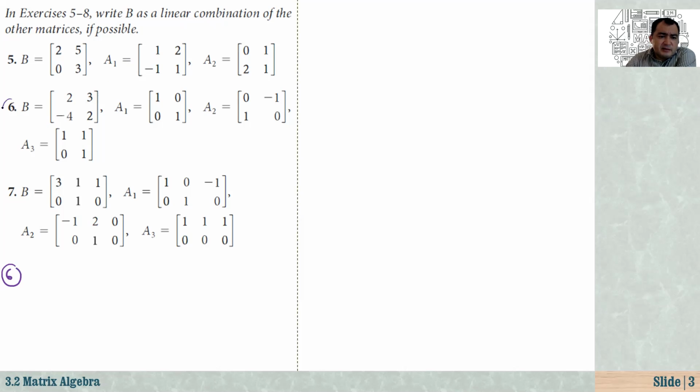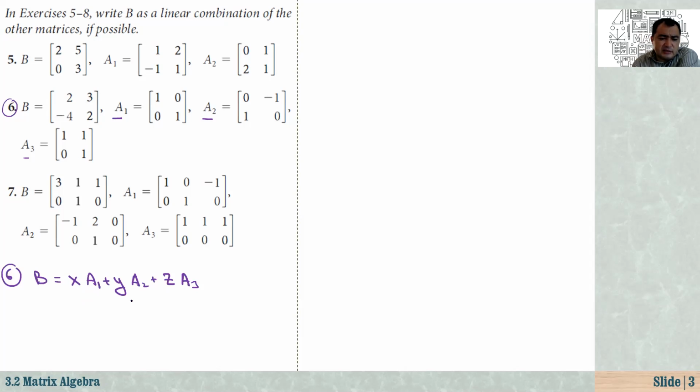In question 6, we are given matrix B, a 2 by 2 matrix, and here we have 3 matrices. So we are looking for some numbers x, y, z such that B is equal to x times capital A1 plus y times capital A2 plus z times capital A3. That is what we are looking for. Do such numbers exist or not?